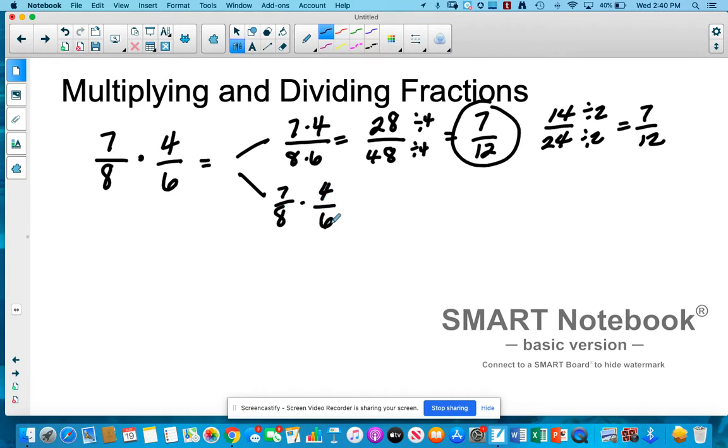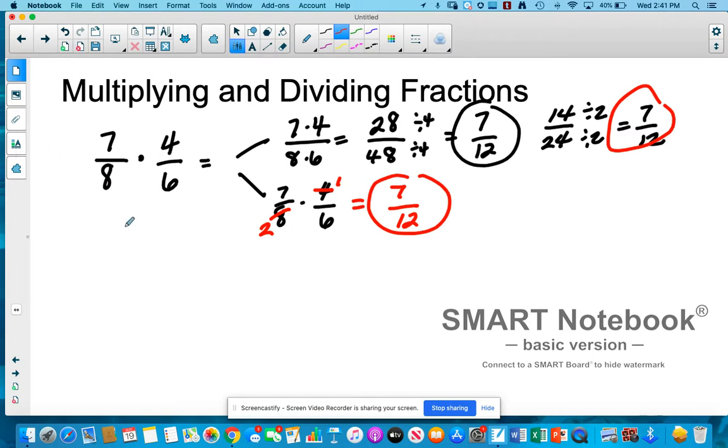7/8 times 4/6. When you look at this, you can realize 7 and 6, nothing goes into 7 or 6. But if we were to look at 4 and 8, 4 goes into both 4 and 8 evenly. So I can cross off 4 and say 4 divided by 4 is 1. I can cross off 8 and say 8 divided by 4 is 2. So you end up, when you multiply across, 7 times 1 is 7, 2 times 6 is 12. So either way you did it, we all end up with the same answer.